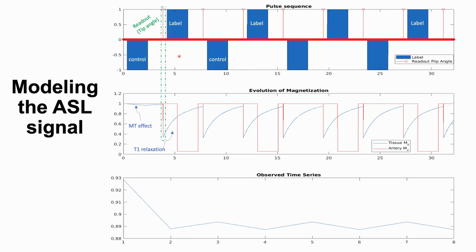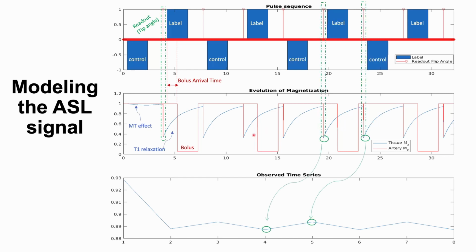And then when you apply the labeling pulse, what it's doing is taking the arterial magnetization and bringing it down during this bolus, during the input. And you notice that there's a delay from the bolus arrival time. So this kind of framework can really catch that.